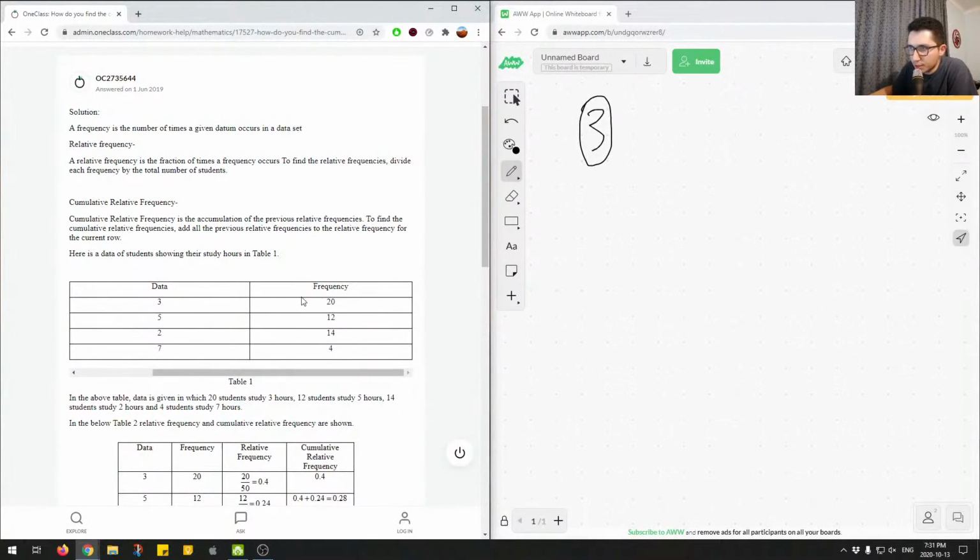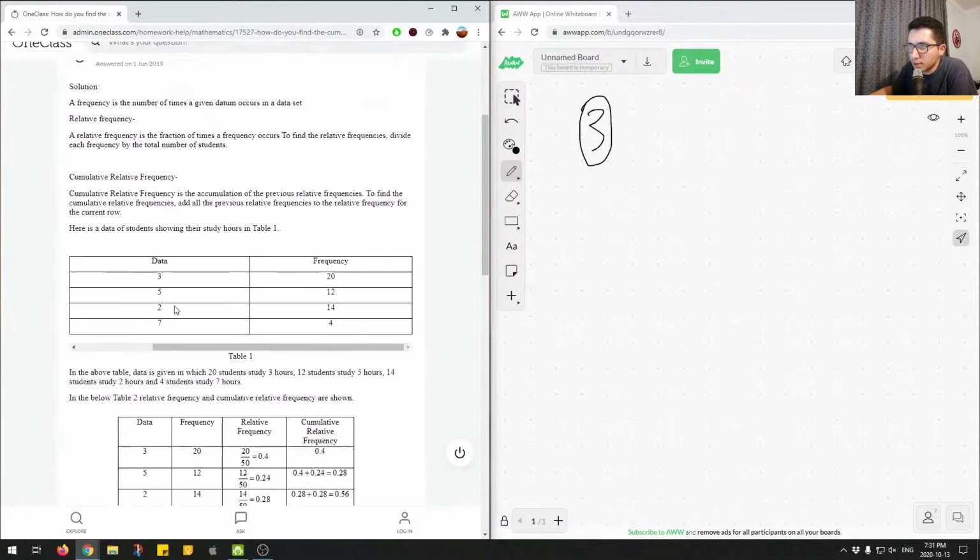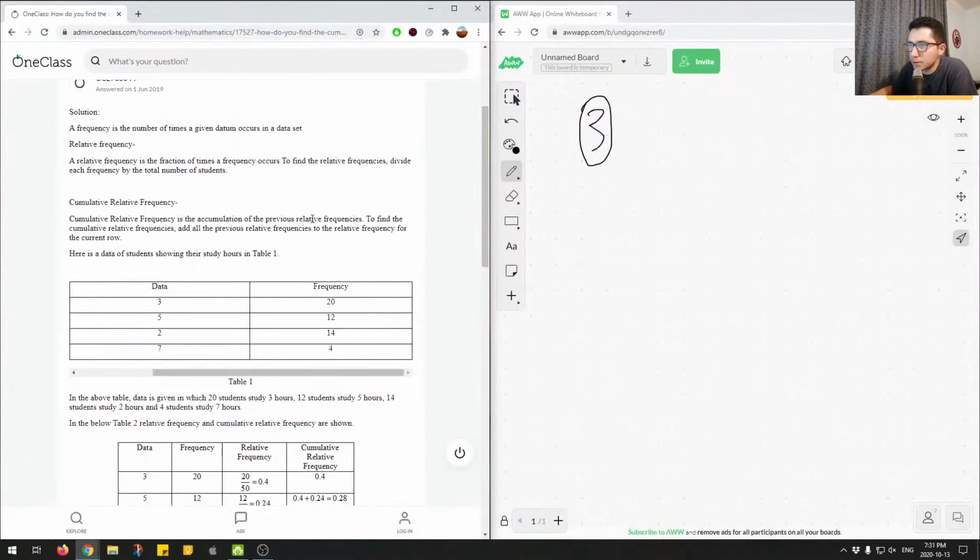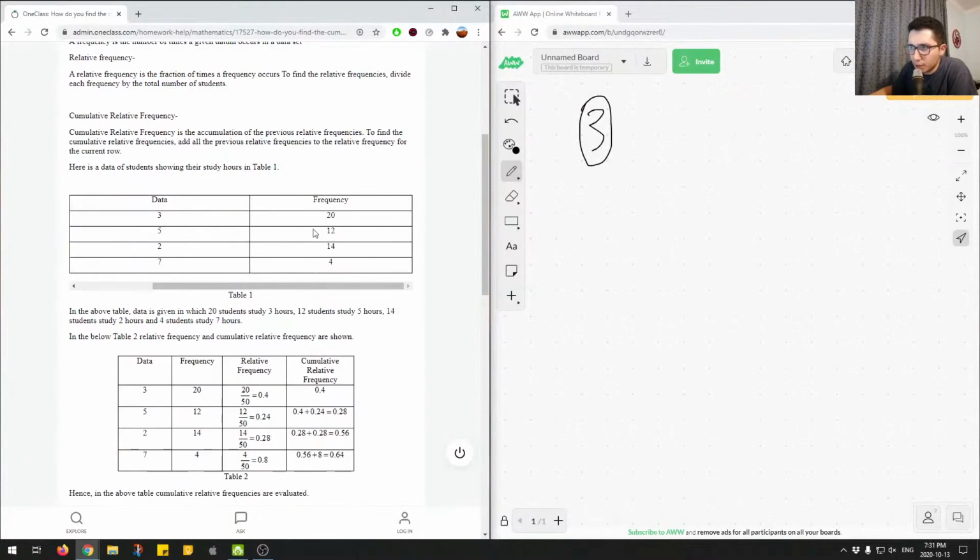For each data value we have a frequency: 20 for data 3, 12 for 5, 14 for 2, and 4 for 7. In the above table, data is given in which 20 students study 3 hours. So there's 20, the number of students that study 3 hours. Here data represents how many hours each student is studying. We have 12 students that study for 5, 14 for 2, and 4 for 7. In table 2, we're calculating relative frequency and cumulative relative frequency.